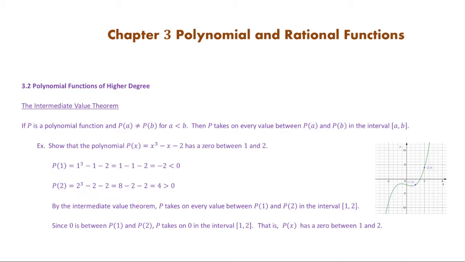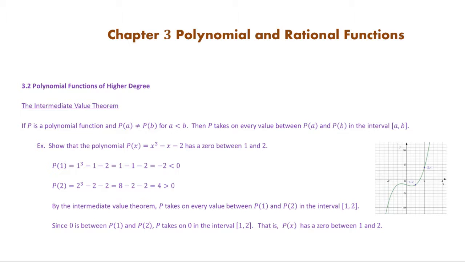And then let's just evaluate the polynomial function at x equal to 2. So plug in 2 for x in the polynomial, then we got p of 2 equal to 2 cubed minus 2 minus 2. 2 cubed is 8, so we get 8 minus 2 minus 2, which is 4, and that's positive. So this point will be above the x-axis because p of 2 is greater than 0.